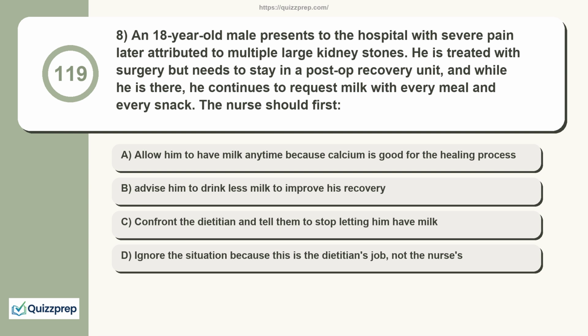Question 119. An 18-year-old male presents to the hospital with severe pain later attributed to multiple large kidney stones. He is treated with surgery but needs to stay in a post-op recovery unit, and while he is there, he continues to request milk with every meal and every snack. The nurse should first: allow him to have milk anytime because calcium is good for the healing process. Advise him to drink less milk to improve his recovery. Confront the dietitian and tell them to stop letting him have milk. Ignore the situation because this is the dietitian's job, not the nurse's.